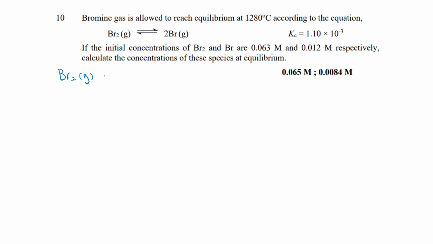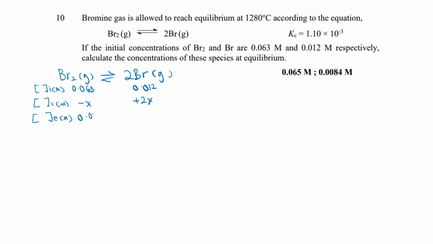Br2 gas produces 2 Br gas. So the initial concentration in molar is 0.063 molar and 0.012 molar. The change in concentration is minus X, and this one is plus 2X. The concentration at equilibrium is 0.063 minus X, and this one is 0.012 plus 2X.